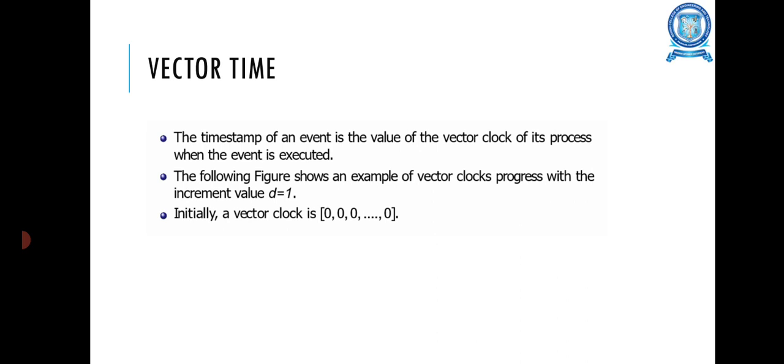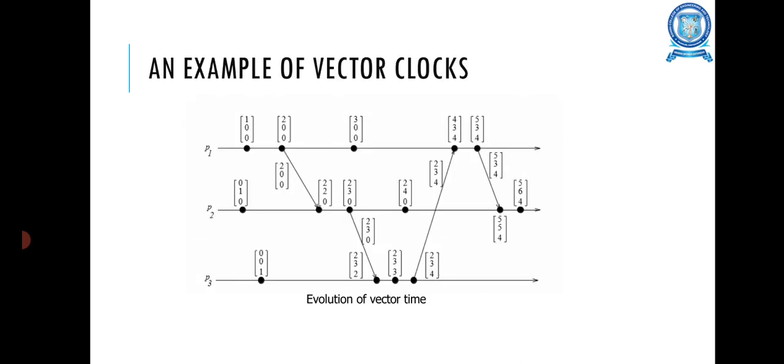The following figure shows an example of a vector clock's progress with the increment value d equal to 1. Initially, a vector clock is 0, 0, 0, 0. This is the example of the vector clock. Here is the evolution of vector clock time, and the vector clock time is represented in this manner. Here there are three processes involved in this particular example.